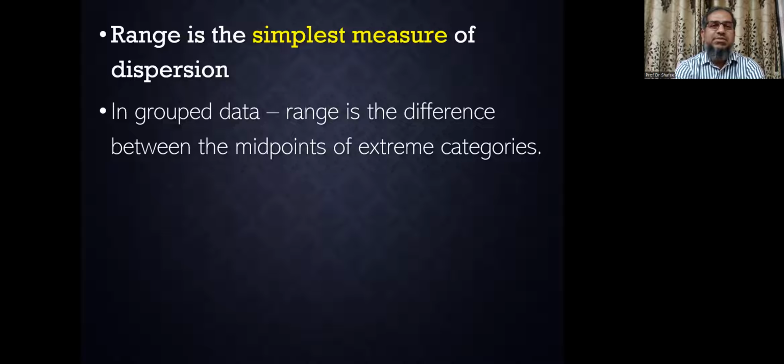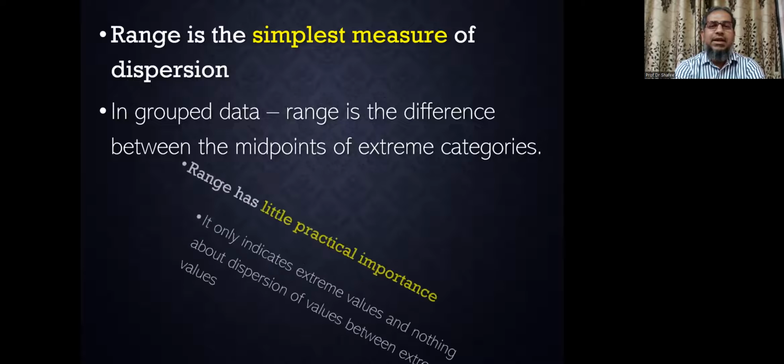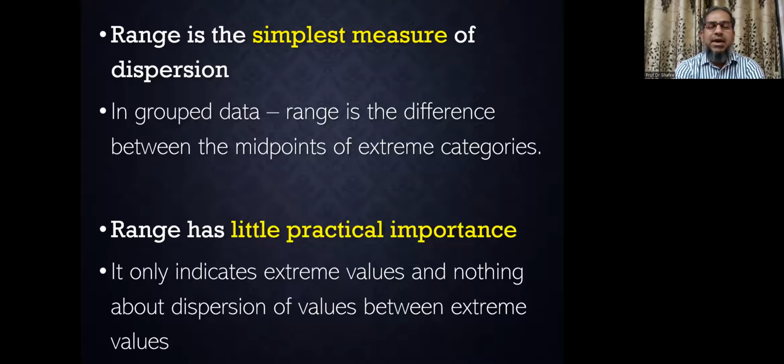Range is the simplest measure of dispersion. In grouped data, the range is the difference between the midpoints of the extreme categories. Range has little practical importance, so very rarely it is used. It only indicates extreme values, meaning the lowest and highest values are indicated by the range, and nothing about the dispersion of values between the extreme values is given by the range.